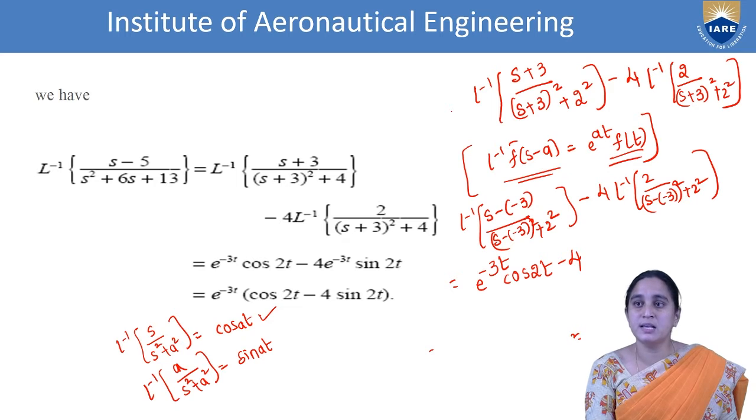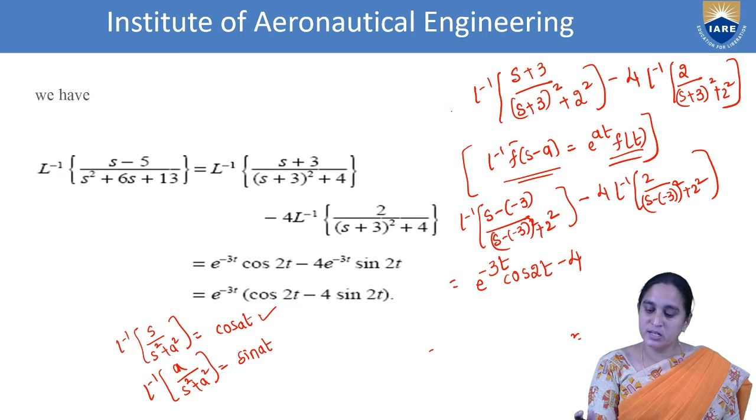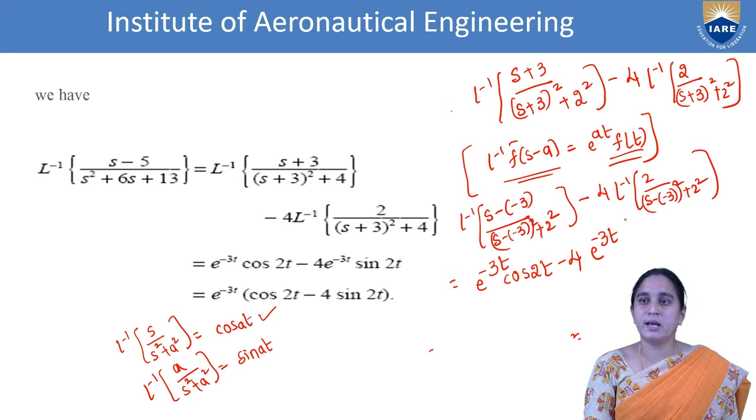First, I'll write that in exponential form by using the first shifting theorem. Here, what is a? First, I'm writing that as e power minus 3t into the remaining part, the Laplace inverse of a by s square plus a square. That is simply sin 2t.